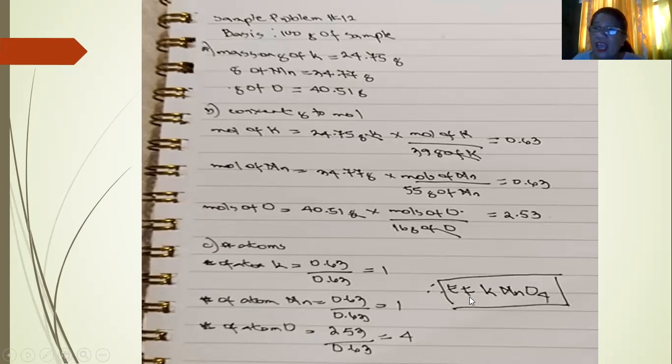Therefore, the empirical formula is potassium, pila? 1. Ayun na butangi og 1, 1 atom. Manganese, pila? 1. Ayun na butangi. Then your oxygen is 4. Therefore, the empirical formula of your compound is KMnO4. Okay, that is the calculation of the empirical formula. How about the molecular formula?